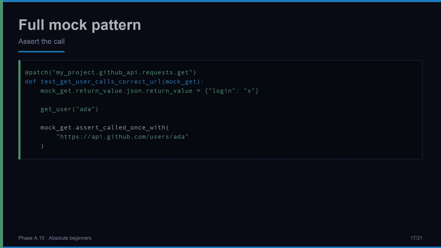3 steps. Here is the full pattern. We patch requests.get inside our module. We give the mock a dummy return value. Then we call get_user with the string ada. Finally, we assert that the mock was called exactly once, with the exact URL we expected. This proves 2 things at once: that our code returns the right shape, and that it builds the right URL. No network, no rate limits, no flakiness, just a fast, deterministic check.